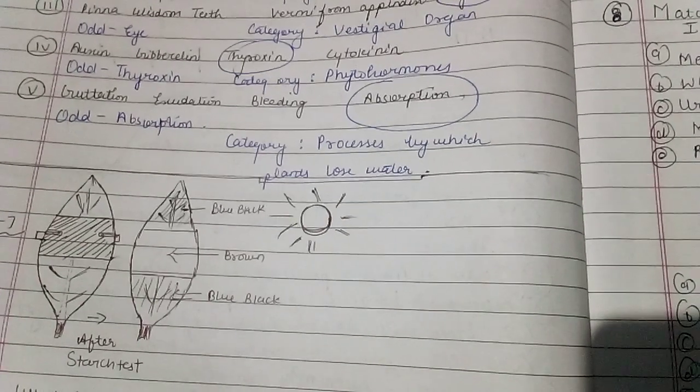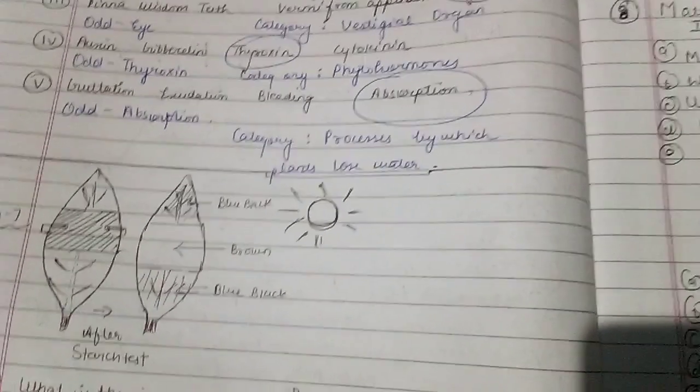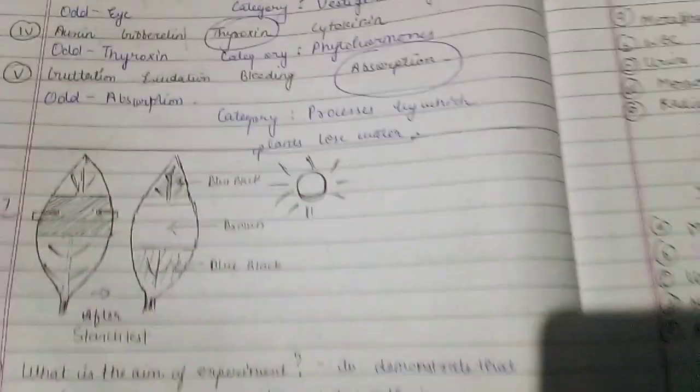Fifth one: guttation, exudation, bleeding, absorption. Odd one out is absorption. The category to which the other three belong is process by which plants lose water.